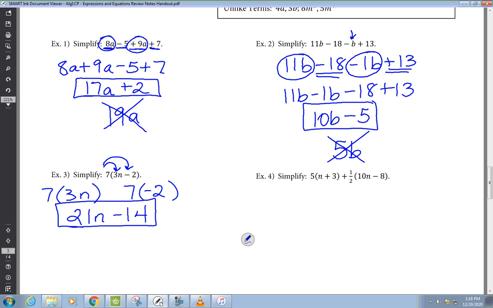Example 4 kicks it up a little bit. 5 parentheses n plus 3 plus 1/2 times 10n minus 8. So there's 2 sets of parentheses. The parentheses multiplies times whatever is in front of it. So the first parentheses would multiply times 5. That's 5 times n, and 5 times positive 3. And then 10n minus 8 would multiply times 1/2. 1/2 times 10n, and 1/2 times negative 8.